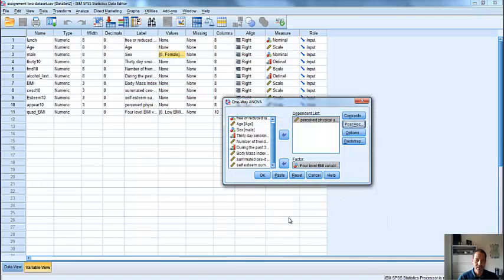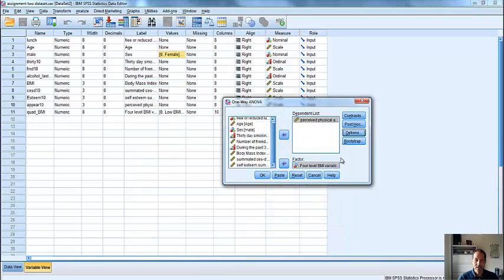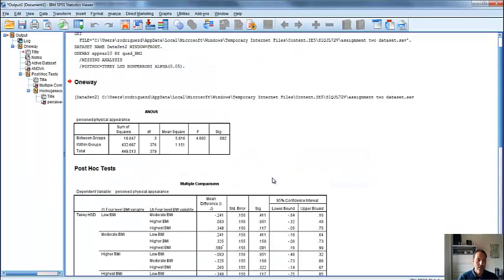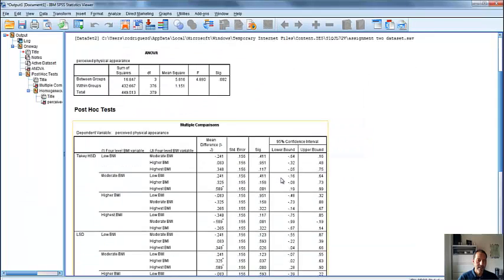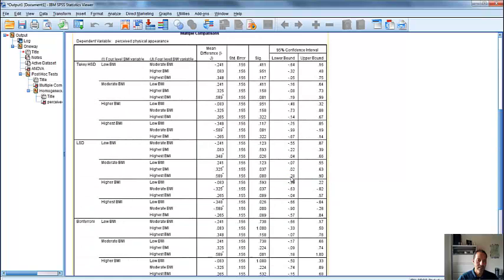So let's continue here. And is there anything else? Let me look at the options. Anything interesting here? Nothing here right now. We're not going to do contrast because, again, contrast would be planned in advance. We could do that to save us a little power, but let's just hit OK now. Okay, so let's see. Did I ask for an equality of variance test? I don't know if I did. I don't think I did.